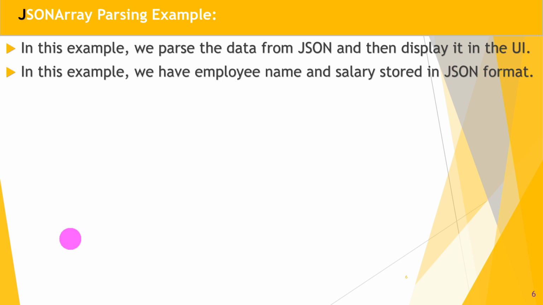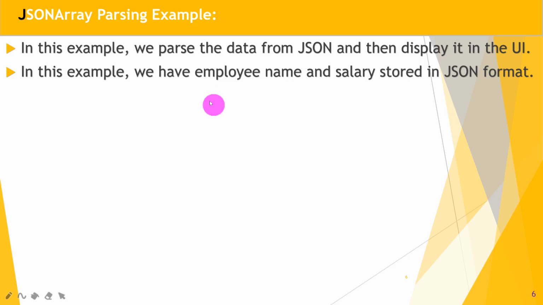So, JSON array parsing example. So this is our example. So what do we have to do in this example? First, we parse the data from the JSON and then display it in the UI, that is user interface. So in this example we have taken two values, that is employee name and salary, and the object name is employee, that is a JSON object. Great. And which is stored in the JSON format.